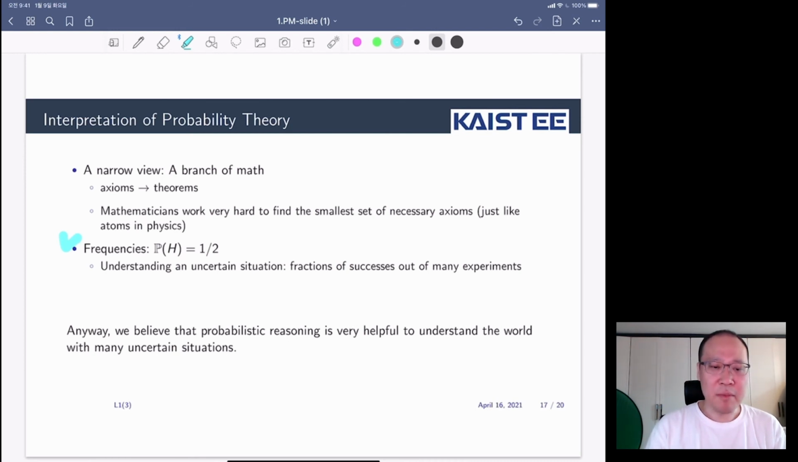For example, if somebody says that when we toss a coin, the probability of heads is 1/2, how can we understand that? That can be understood as: if we toss a coin a large number of times, like 1,000 times, then roughly 500 times we get heads. That's why the probability of heads is 1/2. That's an understanding of uncertain situations as frequencies of successes. That's another interpretation of probability theory.